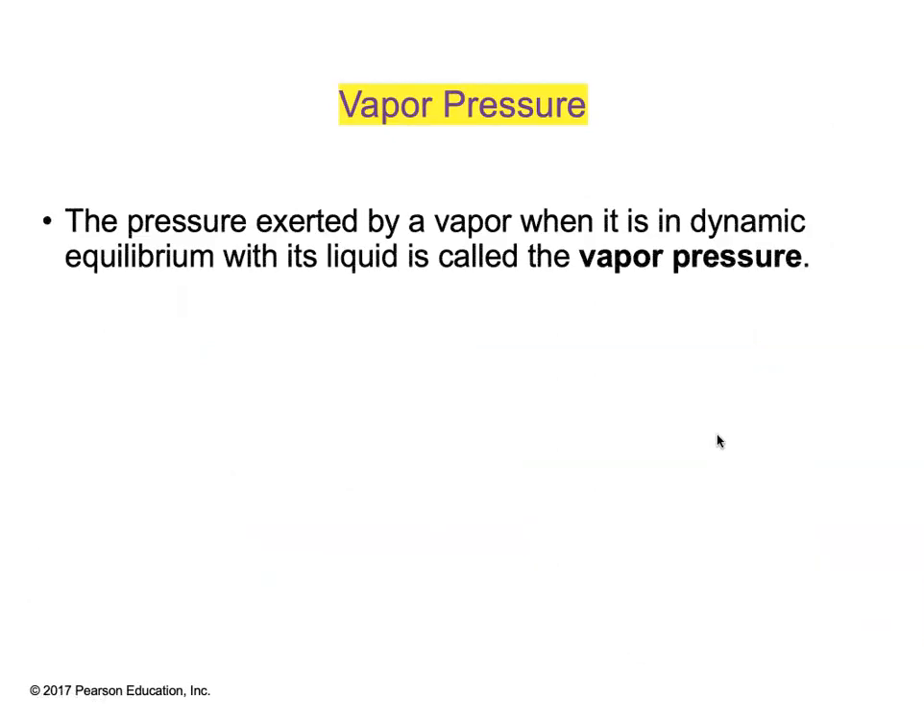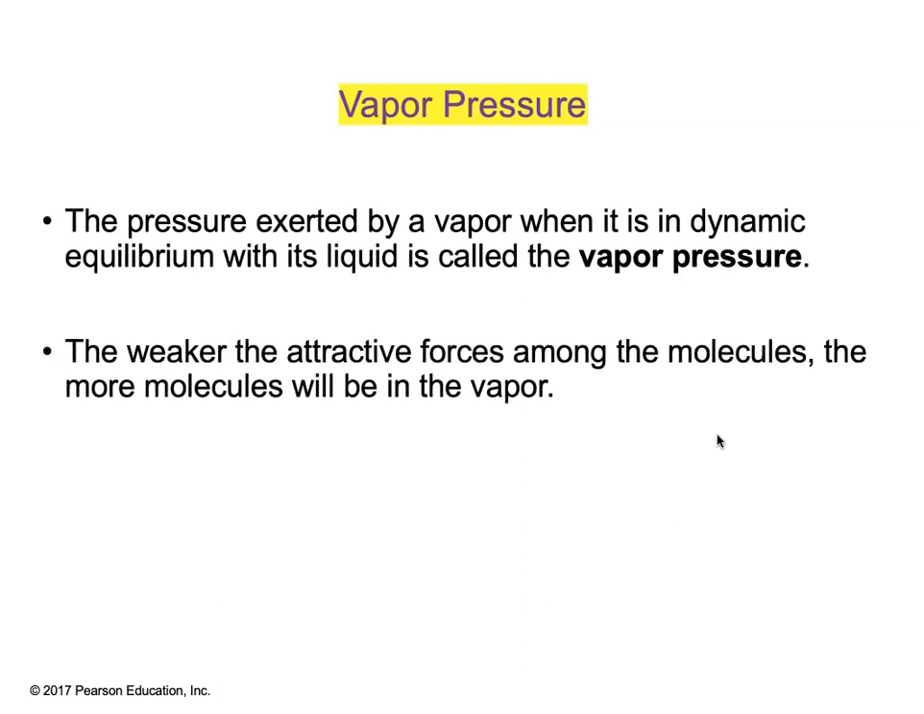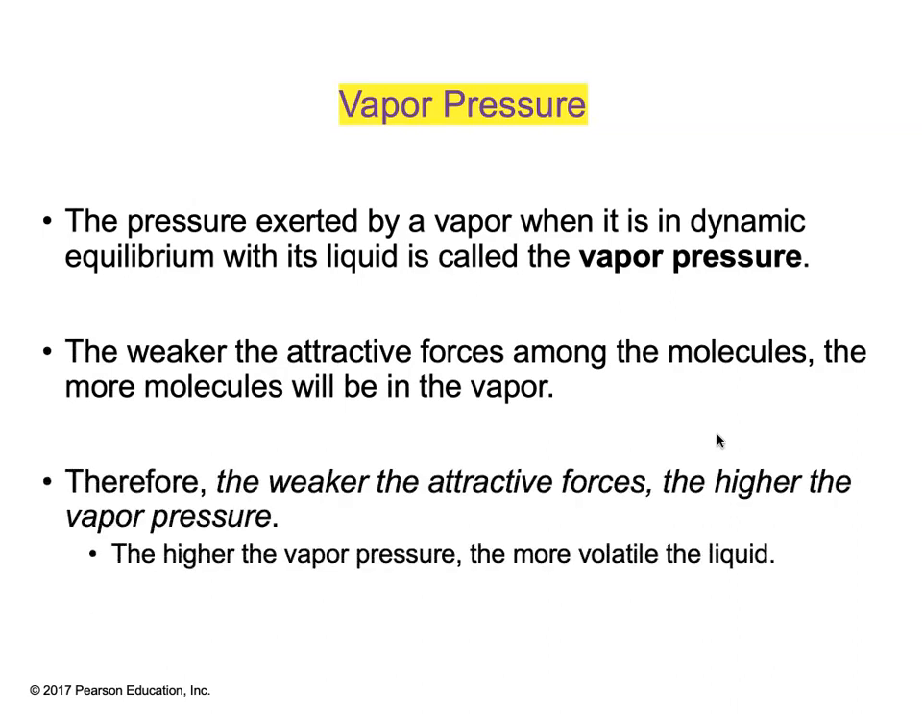The vapor pressure is a pressure exerted by a vapor when it's in dynamic equilibrium with its liquid. The weaker the attractive forces among the molecules, the more molecules will be in the vapor state. Therefore, the weaker the attractive forces, the higher the vapor pressure. The higher the vapor pressure, the more volatile the liquid.